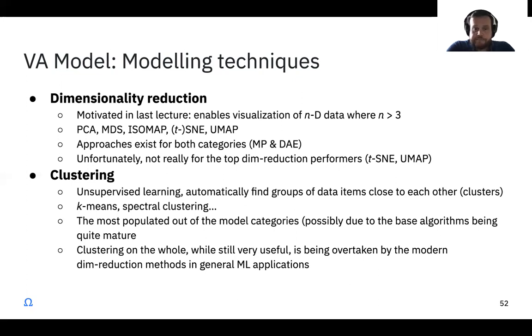Next, we have clustering. That's unsupervised learning, where you automatically find groups of data items that are close to each other, or the clusters of data, with techniques such as k-means or spectral clustering. There are more.